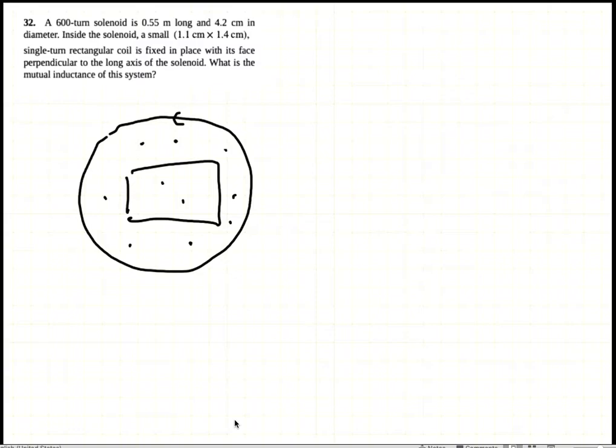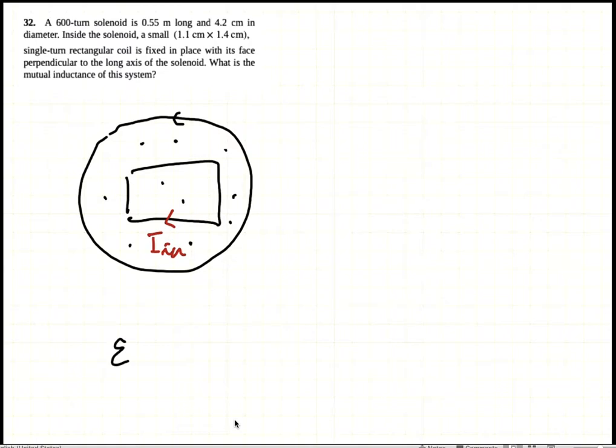And as the current increases, the magnetic field will increase, the flux through this will increase, and using Faraday's law, we can calculate the induced EMF. If the flux is increasing coming out of the paper, the induced current will have to be in the opposite direction. So let's write induced current. Okay, anyway. So let's start with Faraday's law.